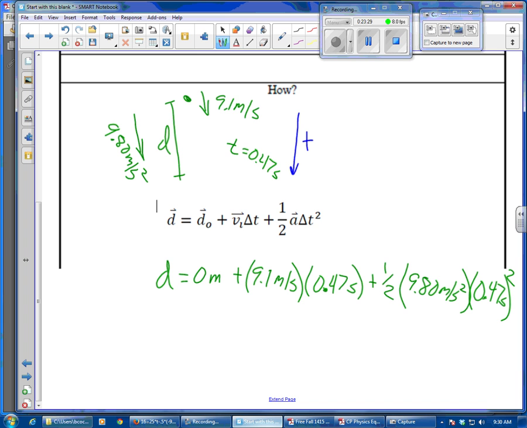Yay, all numbers on one side and a variable on the other. So now I can use arithmetic, right? Take 9.1 times 0.47. Add to that 0.5 times 9.8 times 0.47 squared. And I get d is 5.36 meters.